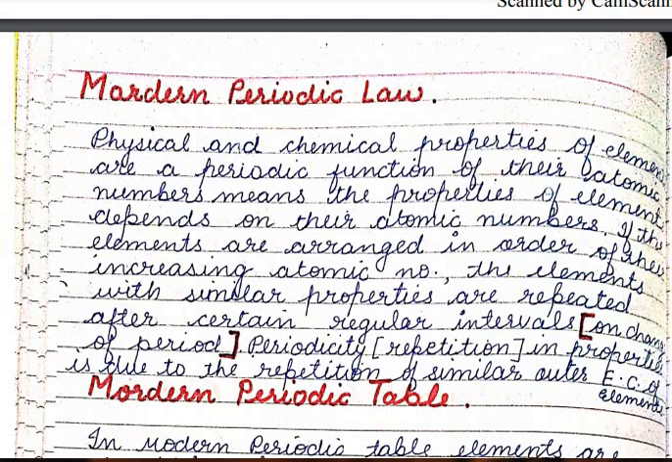In this, elements are arranged in order of their increasing atomic number. The elements with similar properties are repeated after certain regular intervals on changing of atomic number. Periodicity or repetition in properties is due to the repetition of similar outer electronic configuration of elements.